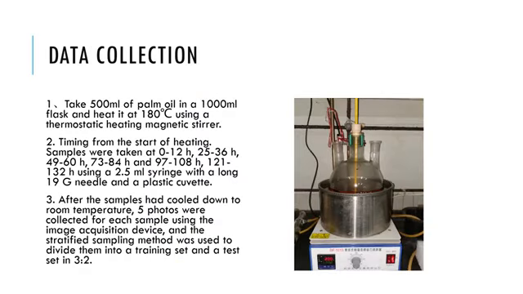Data collection follows the following steps. First, we take 500 ml of palm oil in a 1000 ml flask and heat it at 180 degrees centigrade using a thermostatic heating magnetic stirrer. Second, we start timing from the start of heating. We take samples at 6 heating intervals using a 2.5 ml syringe with a long 19G needle and a plastic curette. Third, after the samples have cooled down to room temperature, we collect 5 photos for each sample and use stratified sampling methods to divide them into a training set and a test set in a 3:2 ratio.